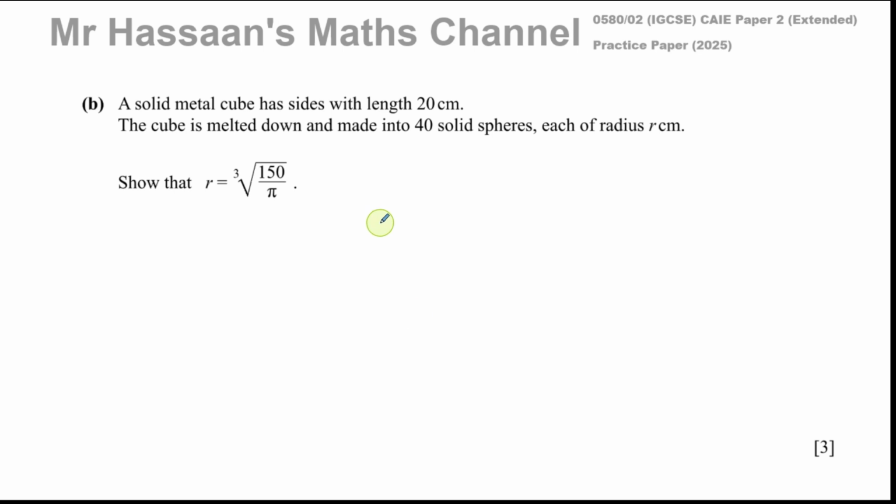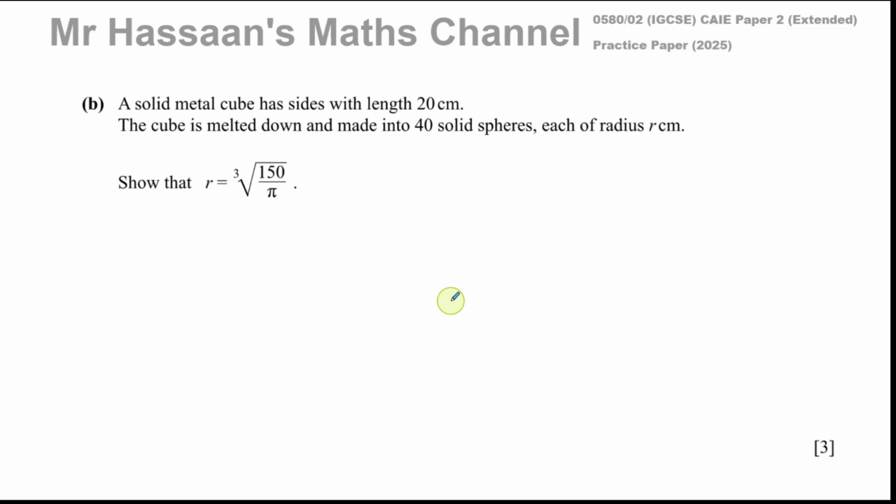Okay, now for part B. It says a solid metal cube has sides with length 20 centimeters. Okay, so you have a cube. A cube is like a cuboid, but all the sides are the same length. So the volume of the cube would be 20 cubed.